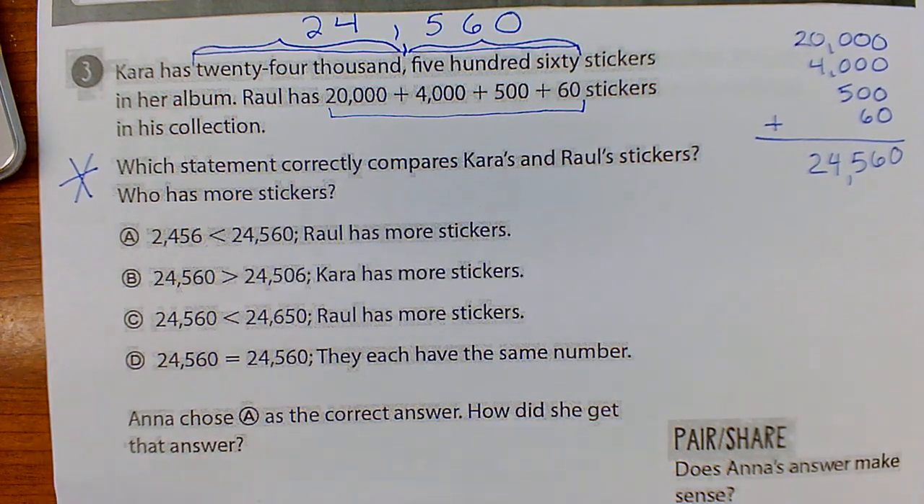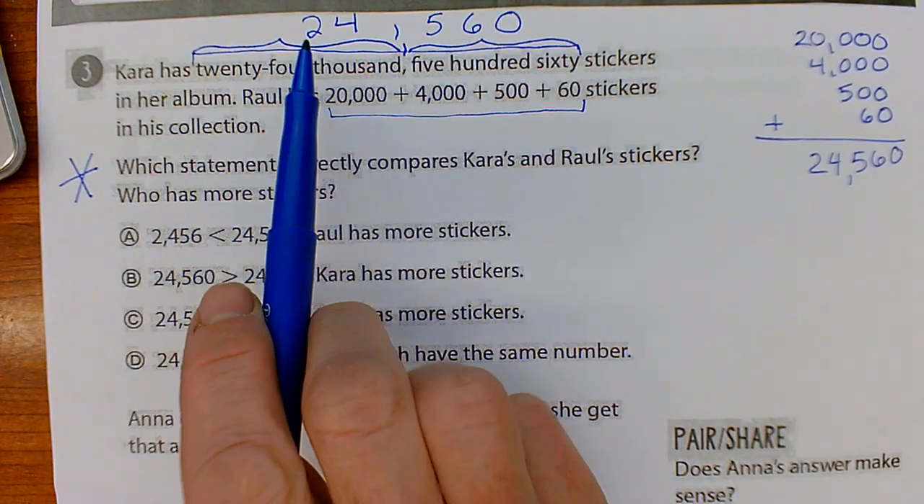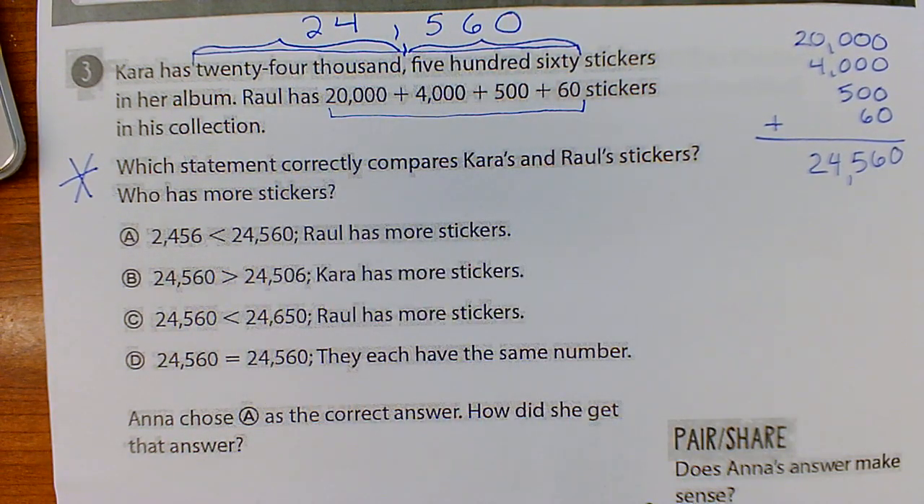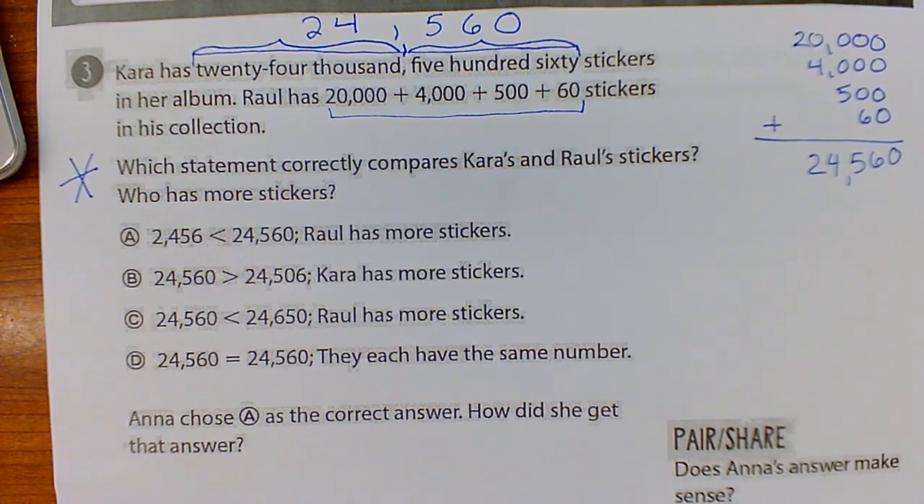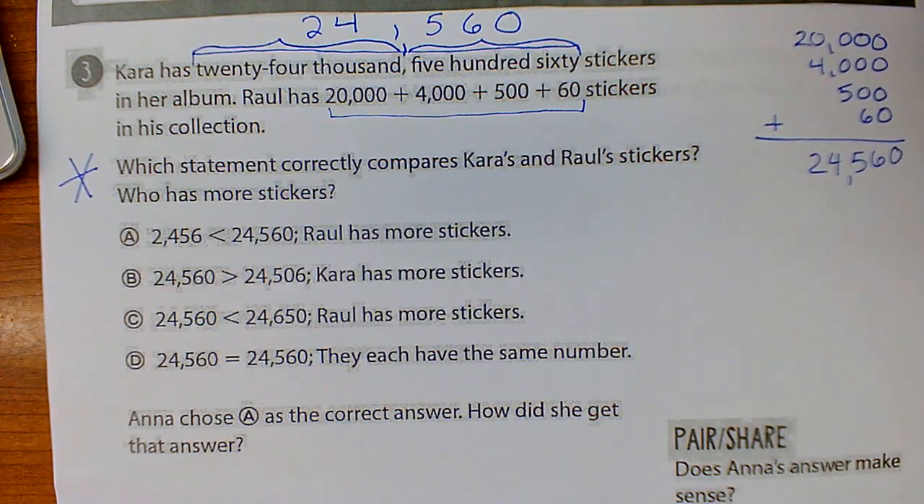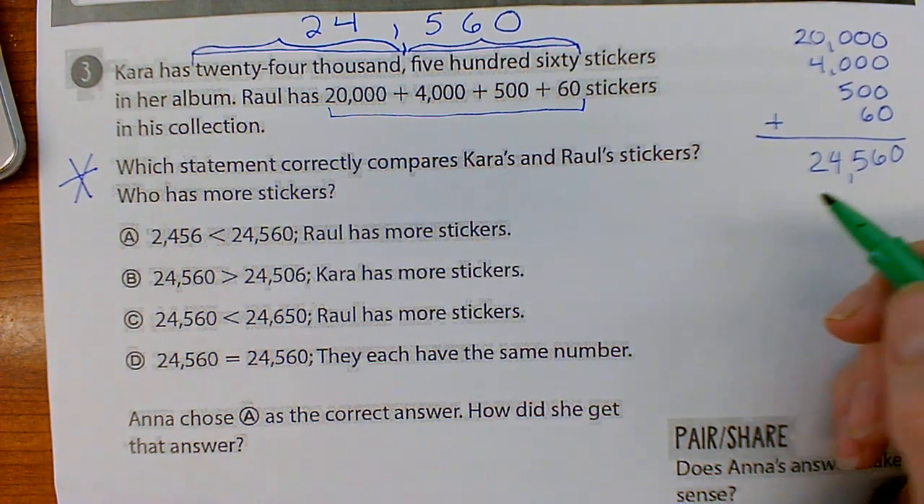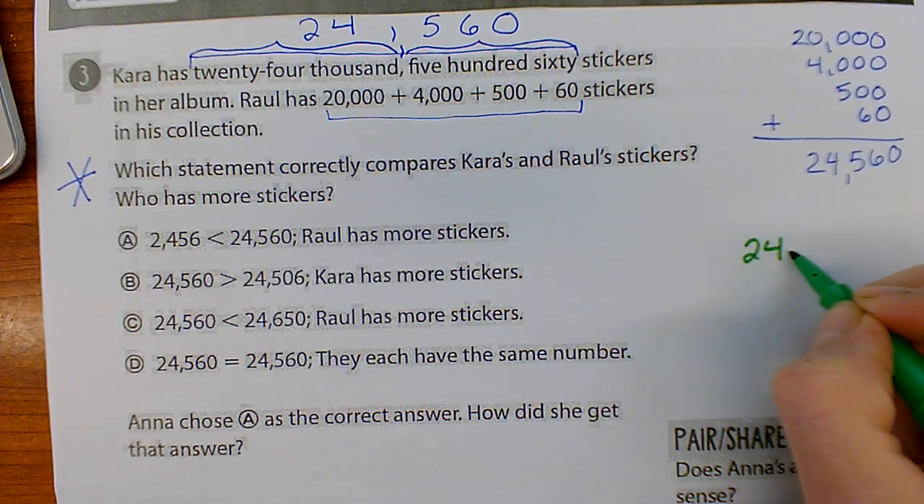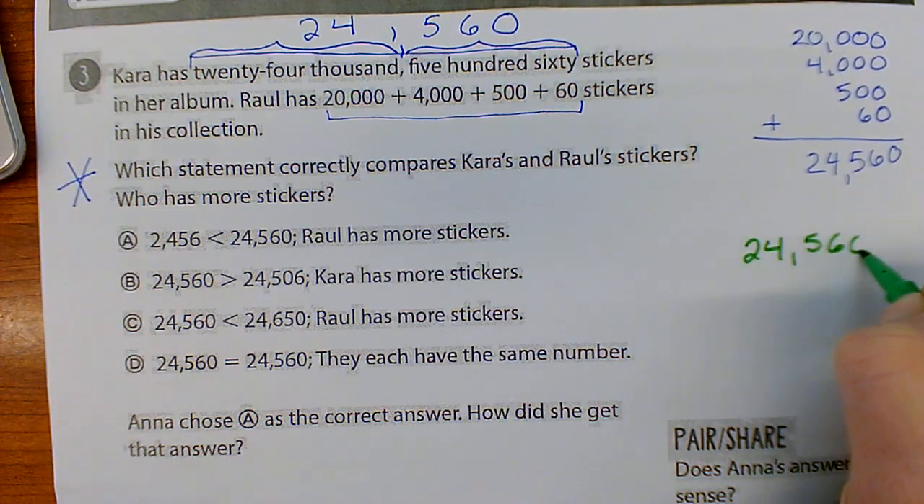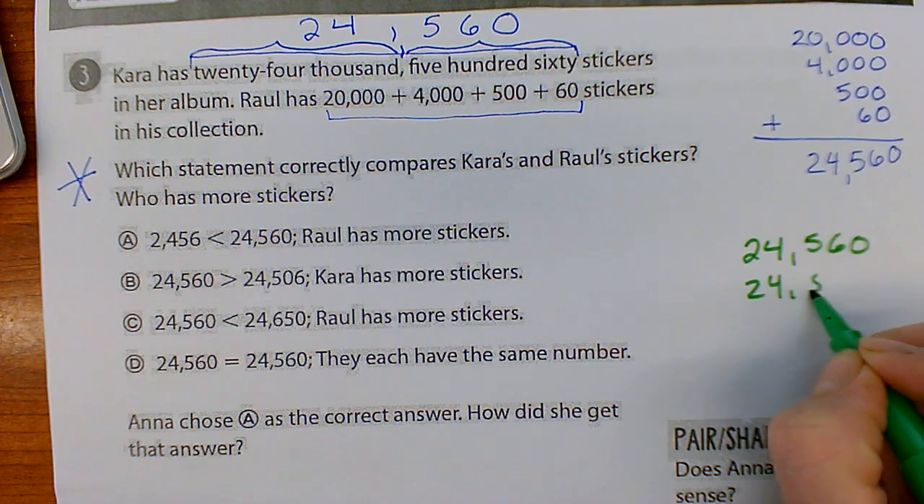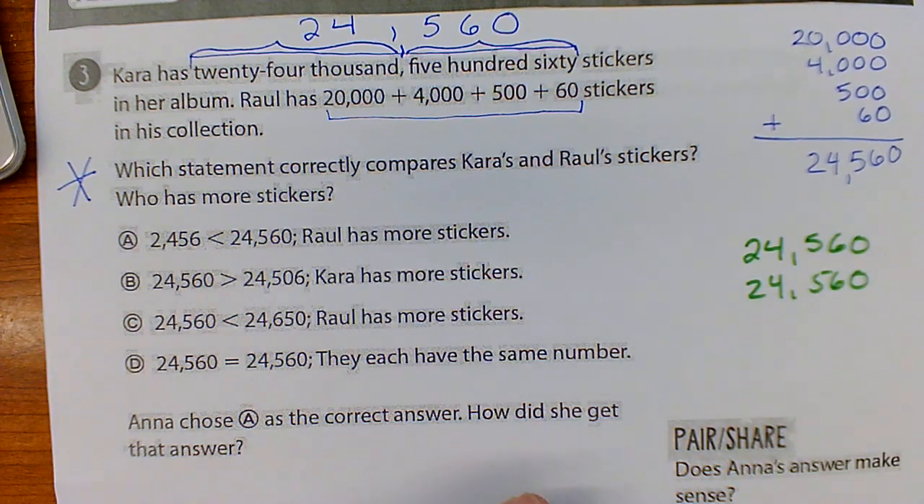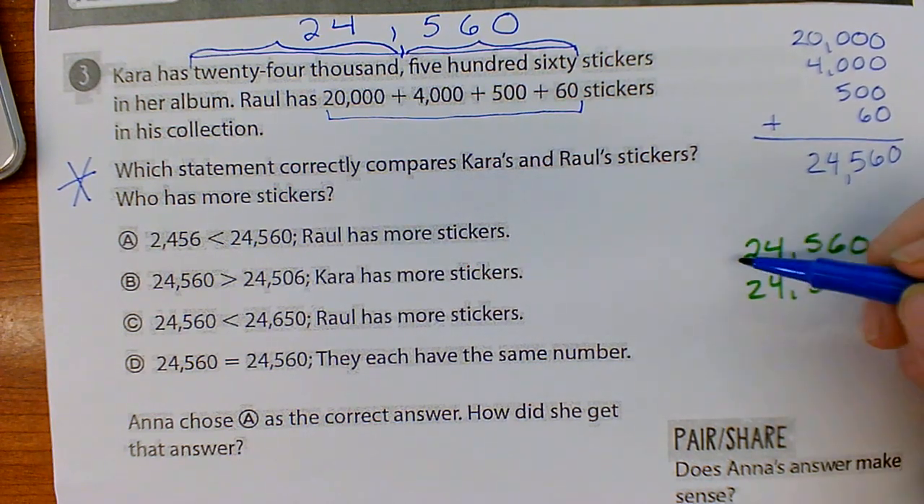So when I'm looking at these, I right away noticed something. I hope you did too. To me, they look like they're a good match, but I'm still going to make sure. I don't like to just go with it. I definitely want to check them. So I am going to stack them the way that we always do. 24,560, 24,560. I know it's pretty obvious, but I like to make sure, especially if I'm taking a quiz.